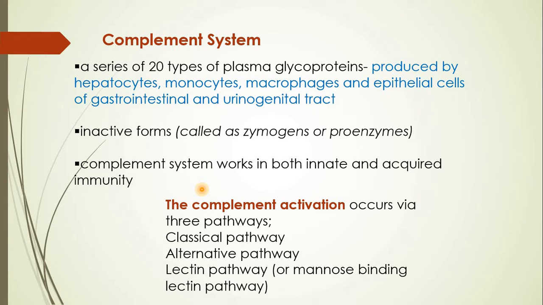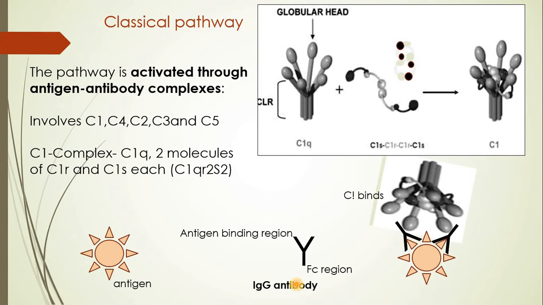The complement activation basically occurs by three main pathways, namely the classical pathway, the alternative pathway, and the lectin pathway, which is also called the mannose binding lectin pathway. Now let us begin with the first, that is the classical pathway.